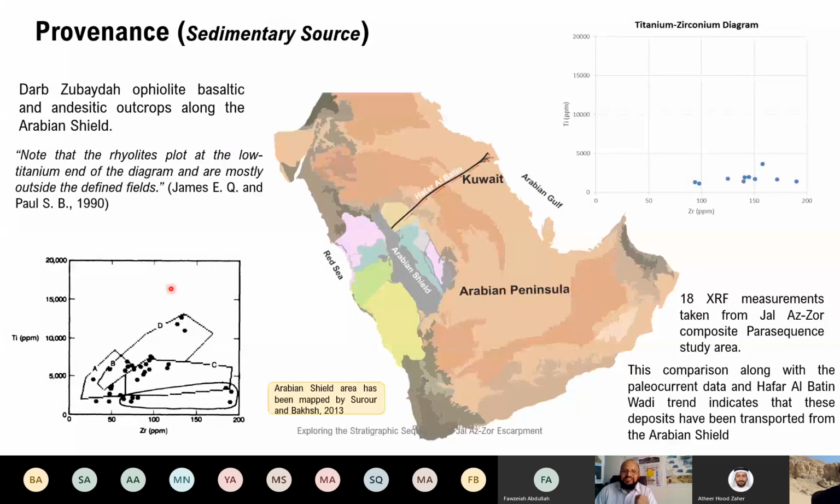So the question is, where did these sediments come from? We have done some XRF analysis, and as you can see from the zircon-titanium plot, we have identified a region where we could see some patterns. If we compare it to previous publications done in the Arabian Shield, we can identify that these sediments came from an area called Derbez Beida along the Arabian Shield ophiolite complexes. Now, the mechanism of transportation happened through Wadi Hafr al-Batin, which pre-existed before the Tertiary. So this is a vehicle that allowed all of these sediments to come, erode, and deposit within Kuwait.